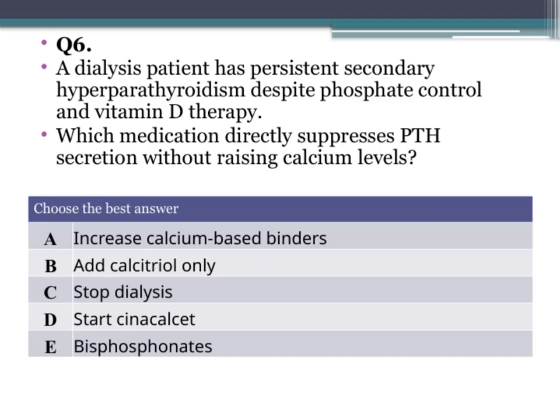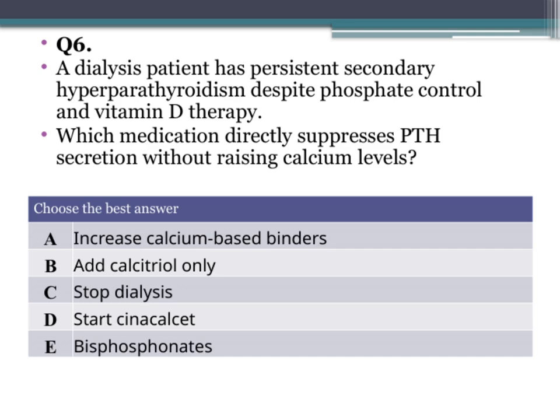All right, let's take a look at this question. We have a dialysis patient with persistent secondary hyperparathyroidism, despite already having managed phosphate levels and vitamin D therapy. The key here is that their PTH levels are still elevated, which indicates that the usual treatments haven't fully controlled the condition. Now the question asks, which medication can directly suppress PTH secretion without raising calcium levels? This is important because some therapies, like increasing calcium-based binders or vitamin D analogs, can sometimes elevate calcium, which we want to avoid in certain cases.